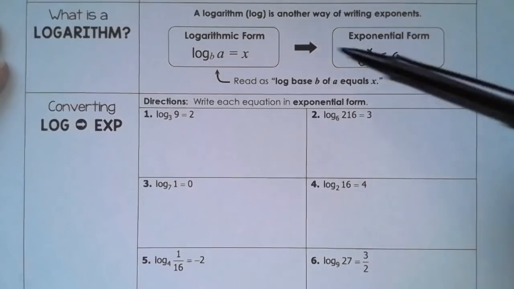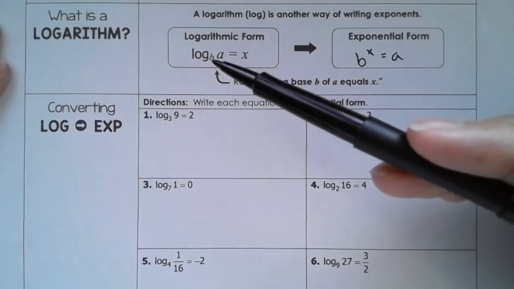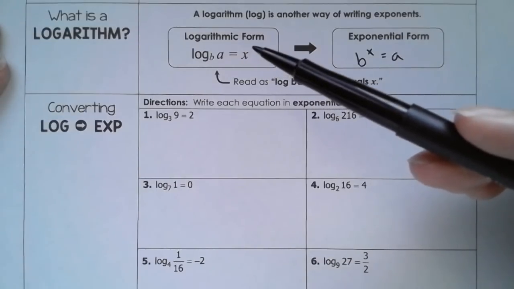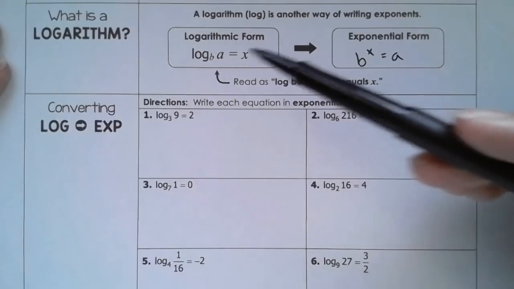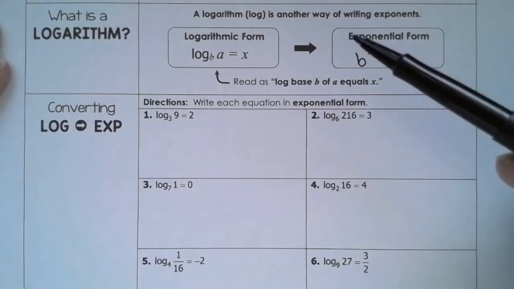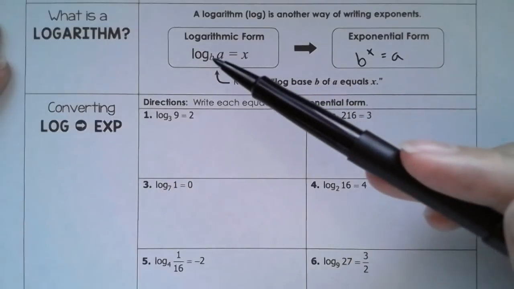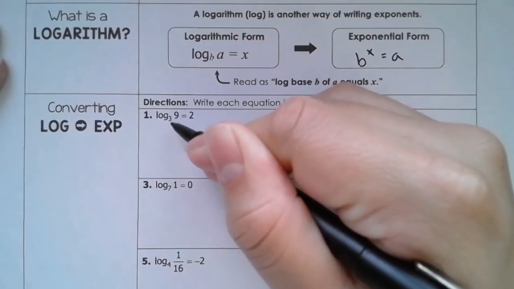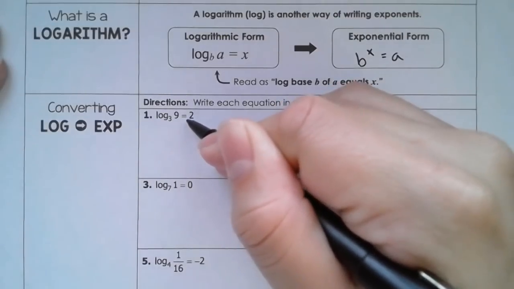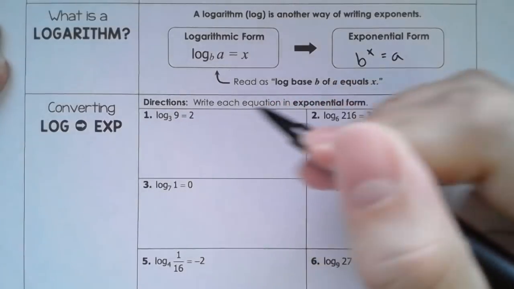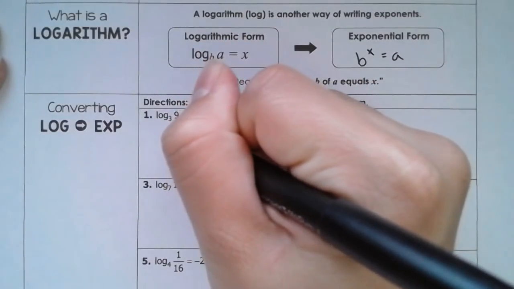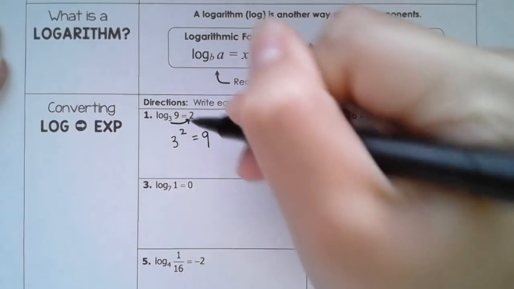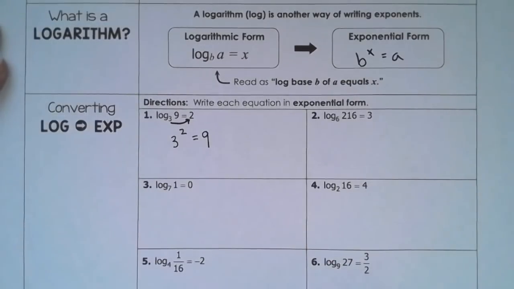The way this works is you take the base and push it over so that the value it equals becomes the exponent. The base b is your base, x becomes your exponent, and that's equal to a. So here, number 1, I have log base 3 of 9 is equal to 2. I push the 3 over so that I have 3 squared is equal to 9. You move the 3 there, and then you push that 2 as your exponent.